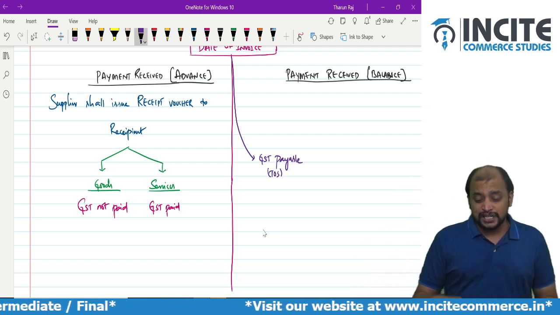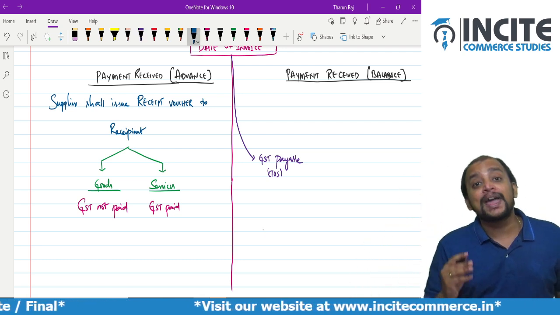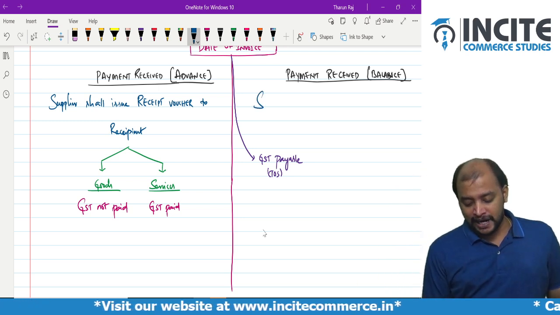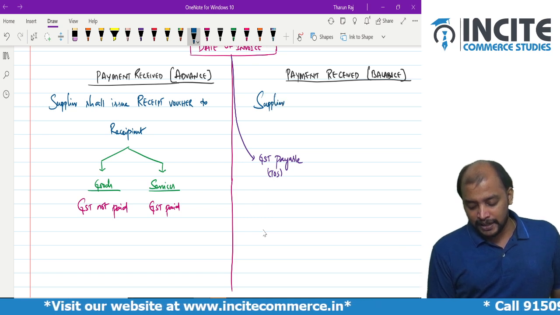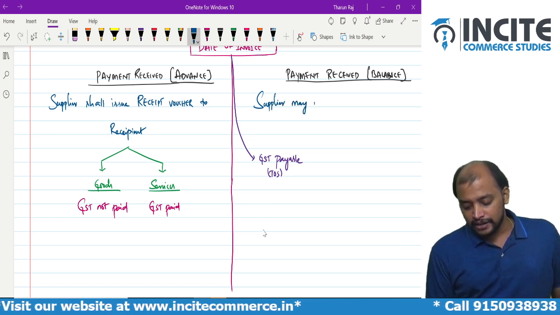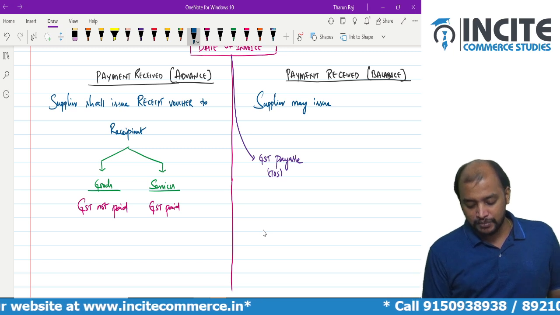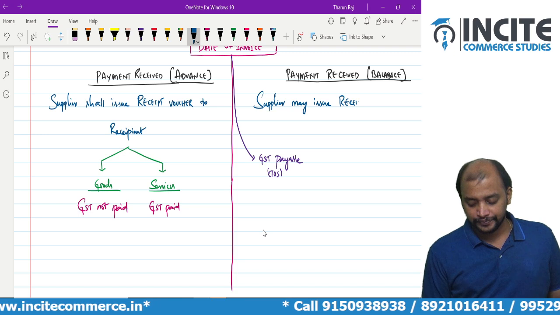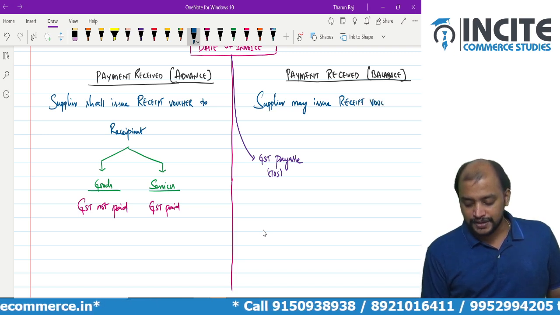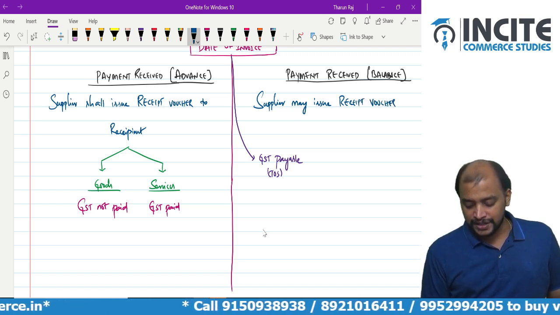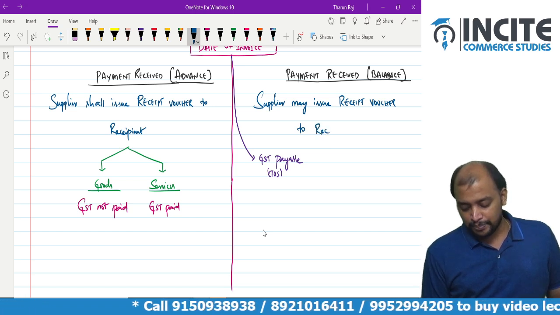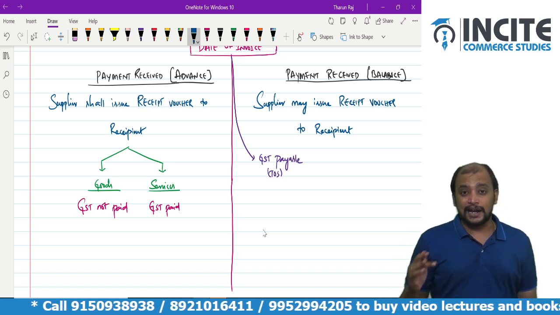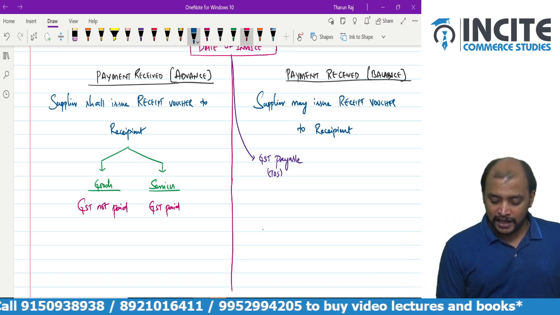Whether a receipt voucher is required? No. Supplier may issue. Not mandatory. Supplier may issue receipt voucher to recipient. Okay. Then, suppose this is over.